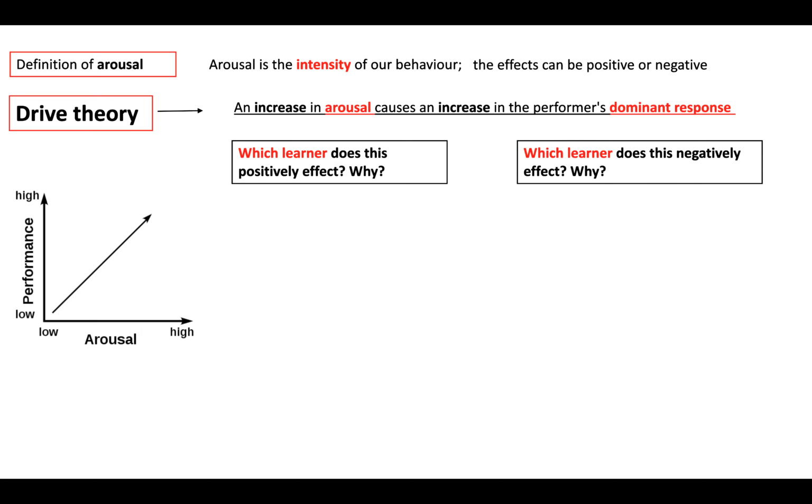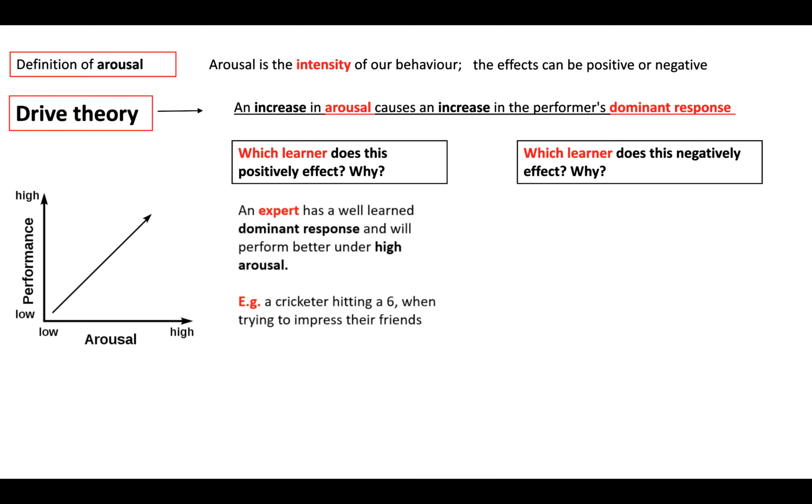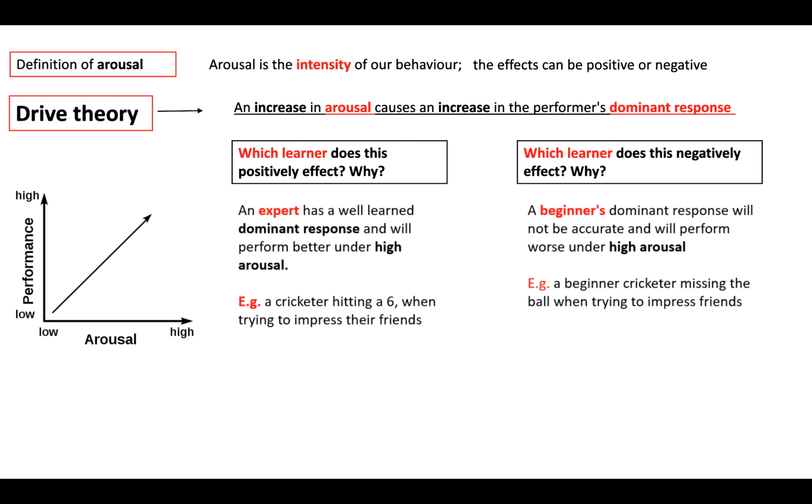First of all, which learner it affects positively is going to be an expert. Okay, so an expert learner has well learned dominant response and will perform better under high arousal levels. For example, a cricketer hitting a 6 when trying to impress friends. Now, their friends are the audience, so we know that arousal levels are going to be increased anyway in front of an audience. So an expert's dominant response is well learned, therefore they're likely to perform better under high levels of arousal. In contrast to that, a beginner's dominant response will not be accurate or will not be well learned and will perform worse under high levels of arousal. For example, a beginner cricketer missing the ball when trying to impress their friends.